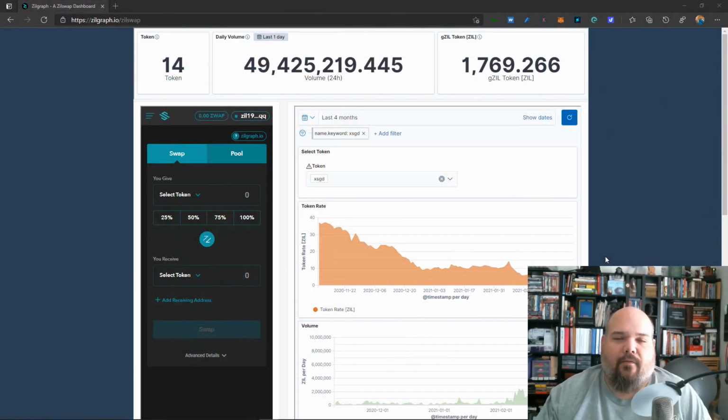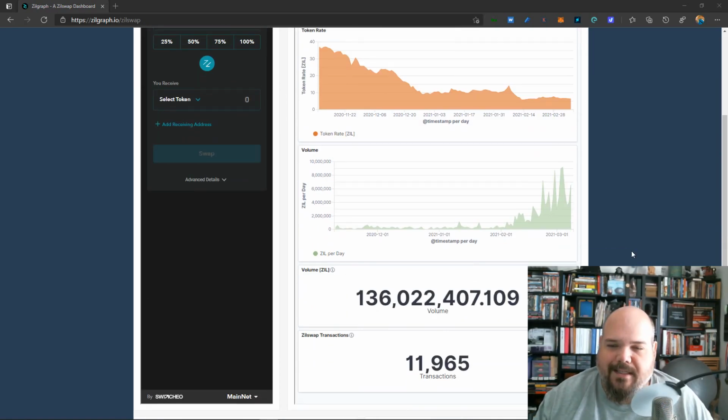All right, so when you're on ZilGraph, one of the first things that really jumps out at you and is quite striking is that ZilSwap itself is embedded on the left-hand side of this page. And that is sort of indicative of what this tool is designed to do. But before we get there, let's talk about who it's designed by.